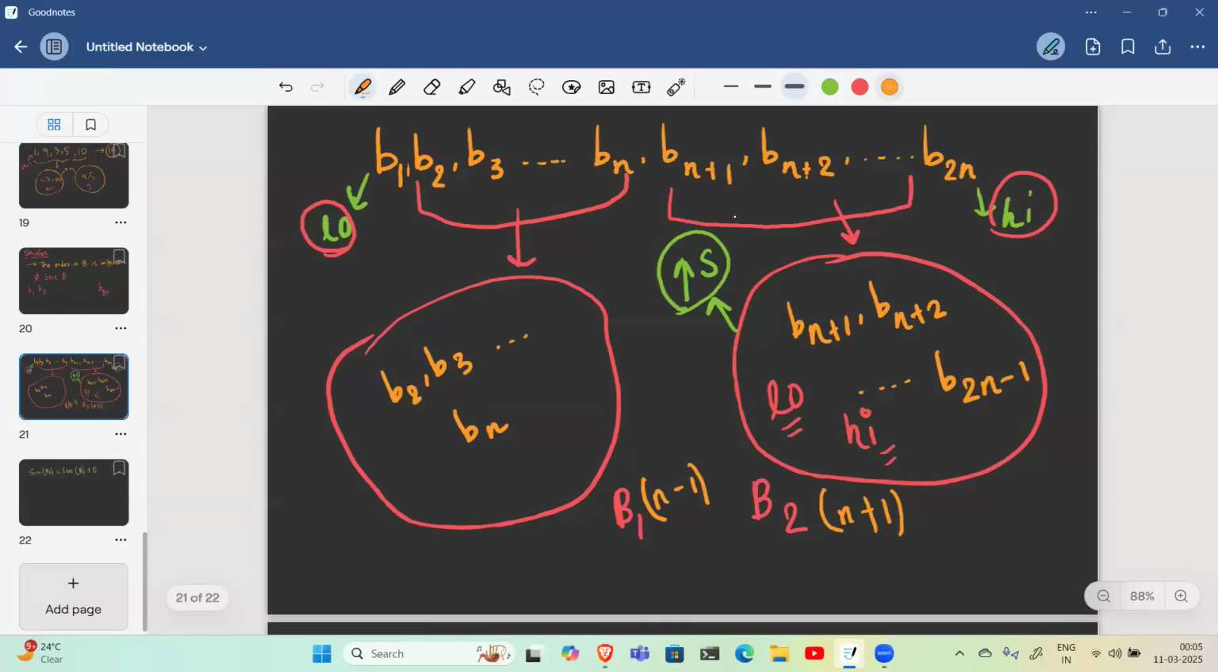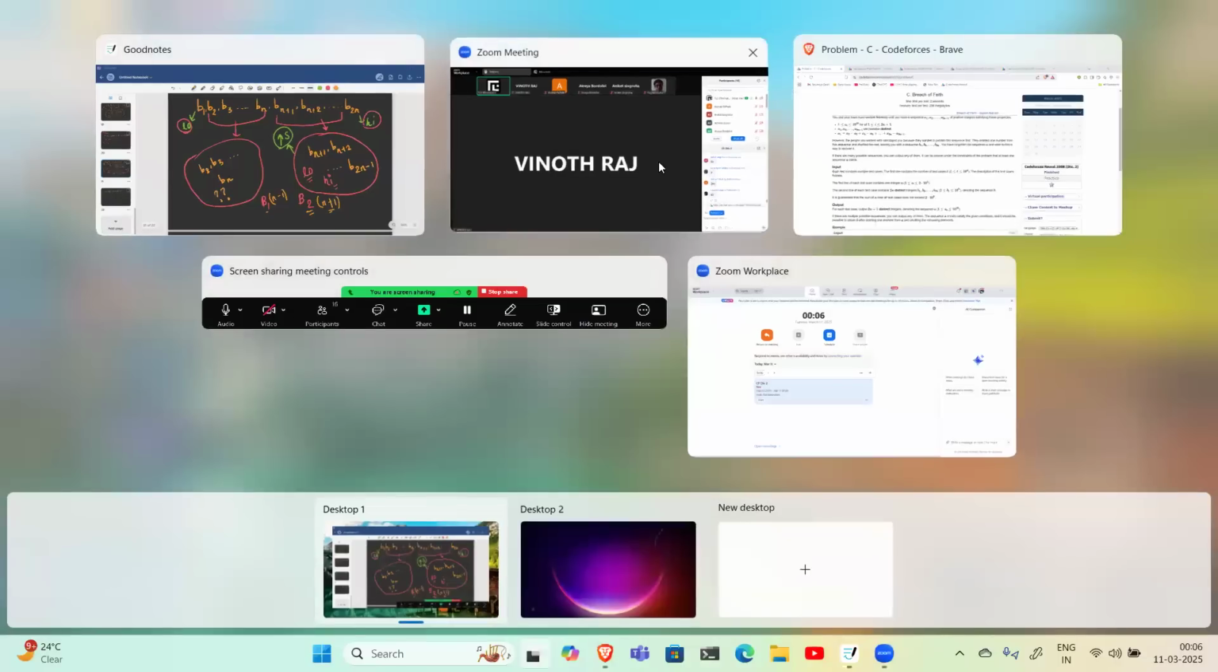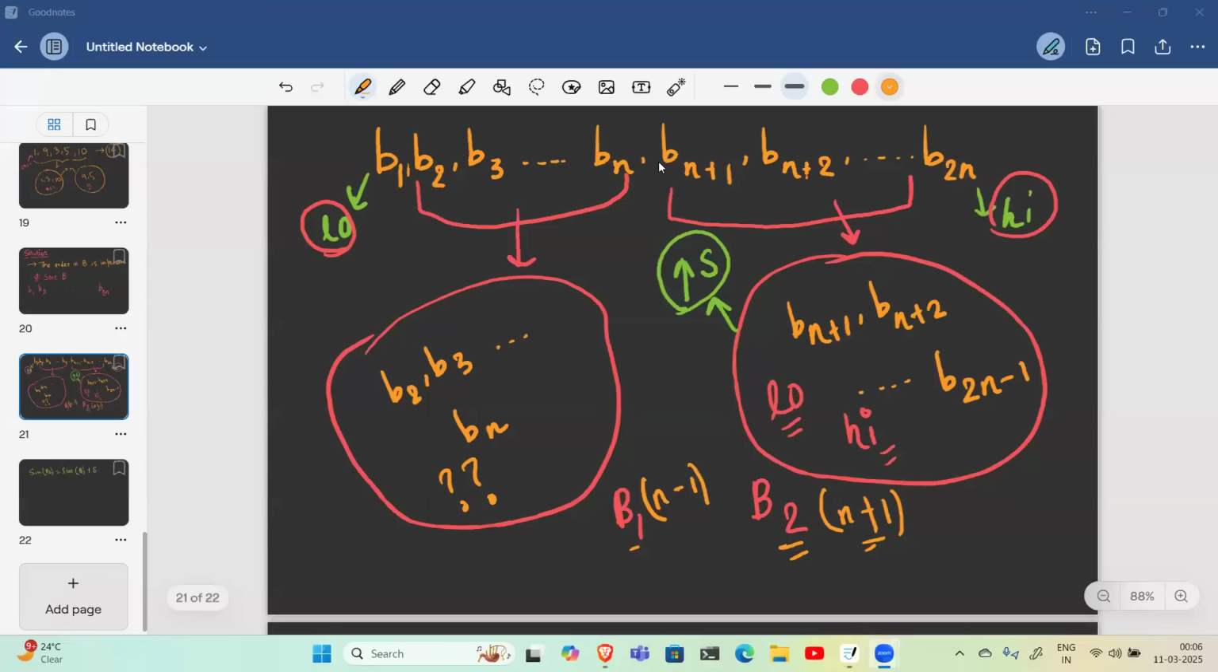Okay, so now, in order to balance the sum, what value should I put here? Remember that the size of B2 has become n plus 1, but the size of B1 is still n minus 1. So I need an extra integer here. What value should I put in B1? Any idea? Yes, exactly, S plus low plus high. Since I have to balance the sum, I have to maintain both the sums to equal values.